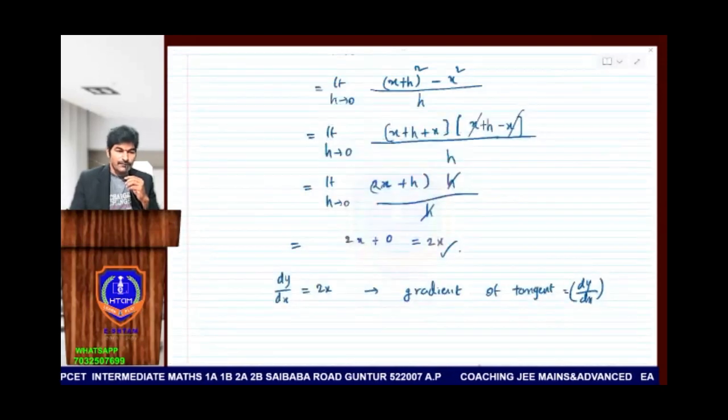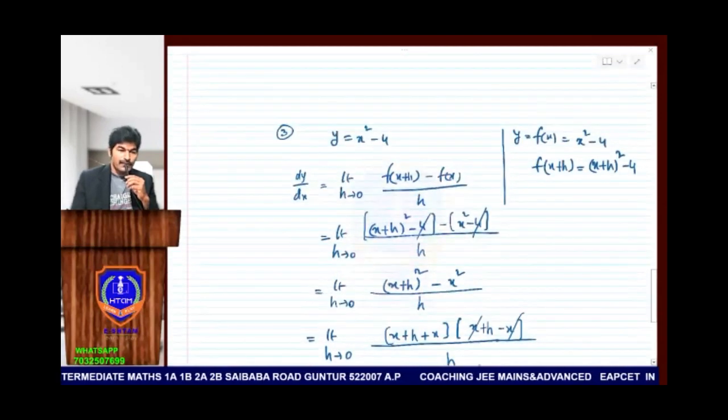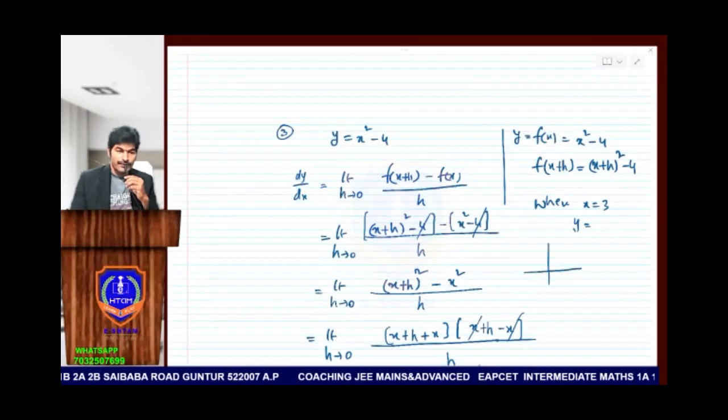That means we have to calculate the functional point also when x equals 3. So when x equals 3, what is the y value? We have to substitute it in the function. Why do we substitute in that function? Because this is actually a parabolic graph, an upward parabola like this. Maybe here it is 0 and this point is 4. Whatever it is, write it down.